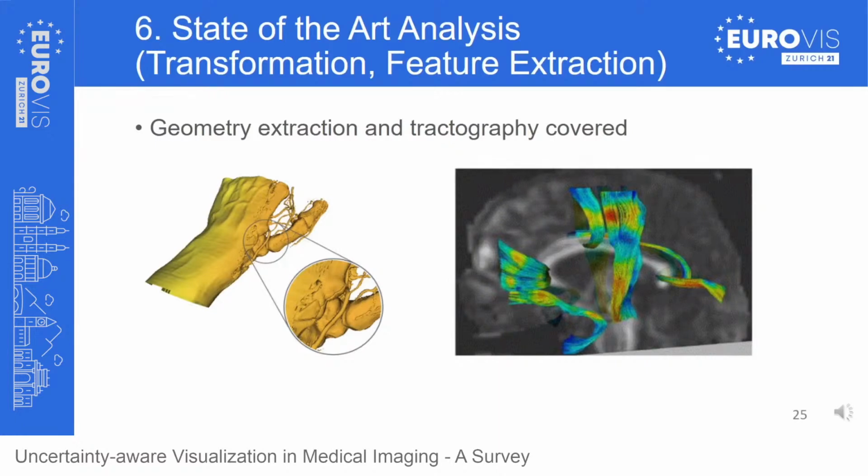Considering the last step in the image transformation area, we examined feature extraction approaches. Here we can make a separation between geometry extraction approaches and tractographies. The left example shows an adapted Marching Cubes approach presented by Zhang et al. that aims to adapt the surface according to uncertainty information contained in the original image. On the right side, we can observe an approach by Glanzing et al. that uses color coding on the extracted tractographies to indicate the uncertainty contained in the lines.